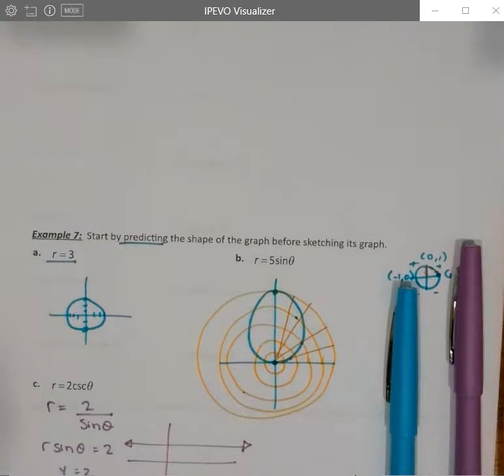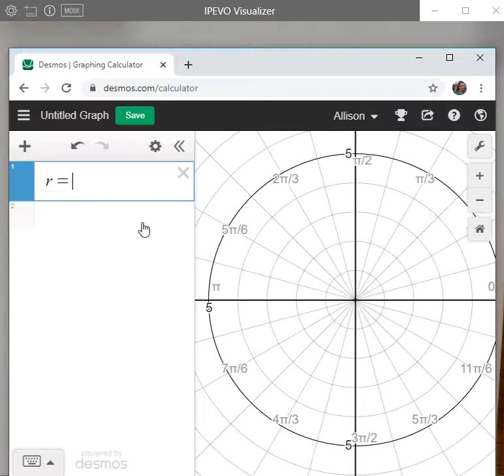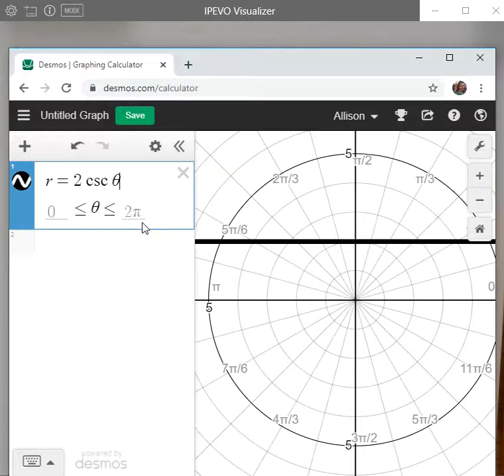So if we graph this one again over here, I can change this into r equals 2 cosecant theta. And yep, we can see it's the horizontal line that would hit where y is equal to 2. It's the equivalent of y equals 2 in rectangular. So this is a case where I think that it's more difficult to visualize this one in terms of polar than it is in terms of rectangular.